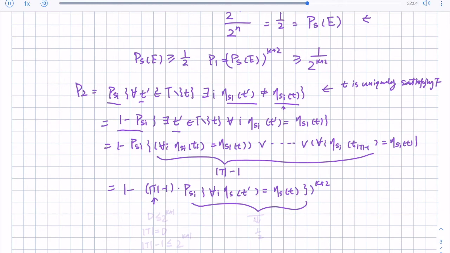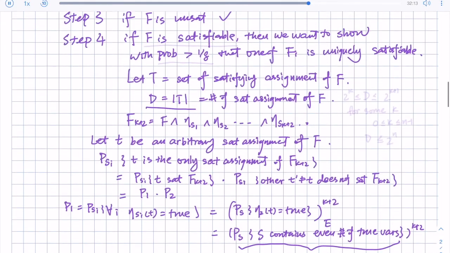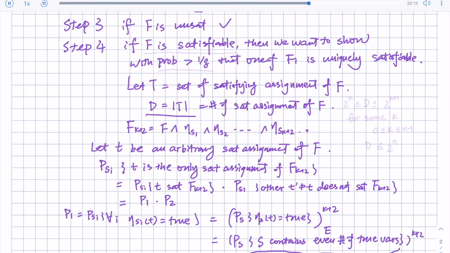D can be bounded by, I actually forgot to say that. So here when we say D is the number of satisfying assignments of F, we're also assuming that D is between 2 to the k and 2 to the k plus 1 for some k that is an integer, and it also should be less than n minus 1.